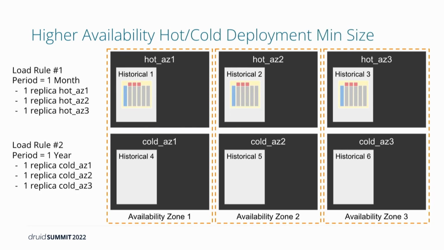In this kind of configuration, if you're going to have hot and cold, just realize that the minimum configuration, if you're using 3 availability zones, would mean 6 historical clusters, right? 1 historical cluster in each of the availability zones. So this is sort of the minimum configuration to achieve that level of availability.